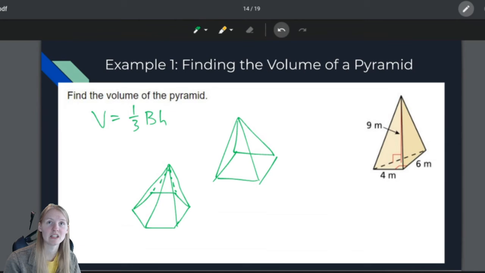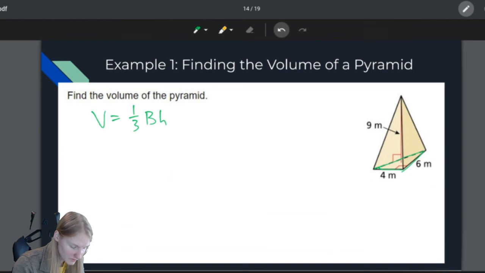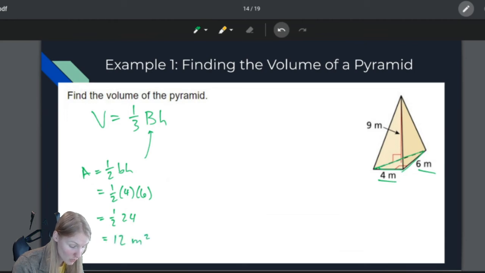I can take any sort of base and turn it into a pyramid. So make sure that you're looking at what your base is. Our base is a triangle. So I'm going to look for this B first. And remember, B is the area of the base. An area of a triangle is 1/2 base times height. So 1/2 of 4 times 6 is 1/2 of 24, which is 12 meters squared. Squared because we're dealing with area, and area is 2-dimensional.